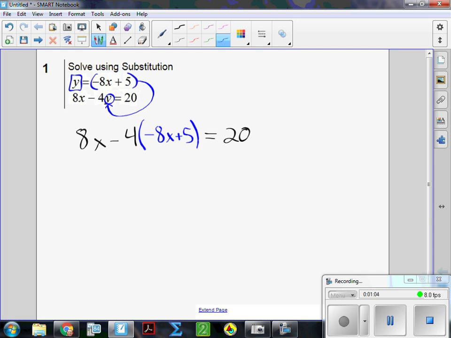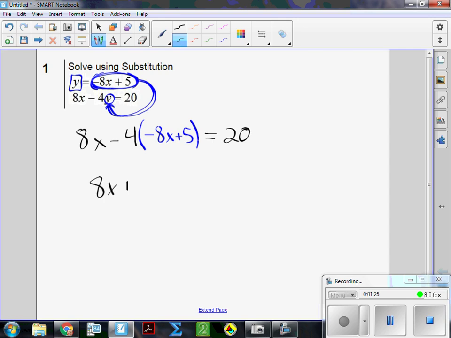And now I'm just going to solve it the rest of the way. So again, it started with taking this value for y, this negative 8x plus 5, and substituting it in to the y in the other equation, because that's what y equals. It equals this expression. So now I'm going to solve my problem.